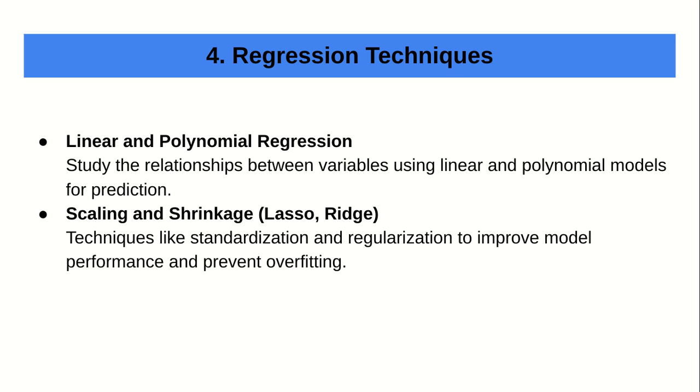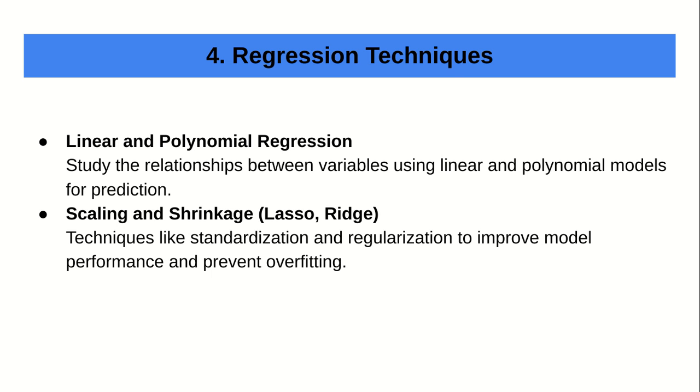You scale the data to a certain level, so that all the data is as close, or as in the gap that you expect it to be, so that the machine can learn in a very uniform pattern. So you scale the data so that it can learn in a uniform pattern. Shrinkage, so that is techniques like standardization and regularization to improve model performance and prevent overfitting.